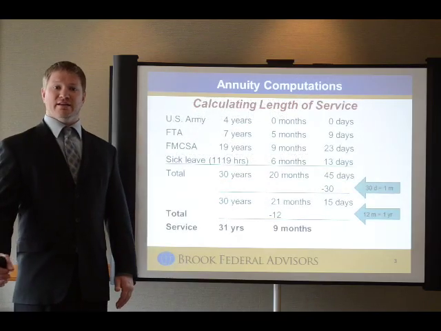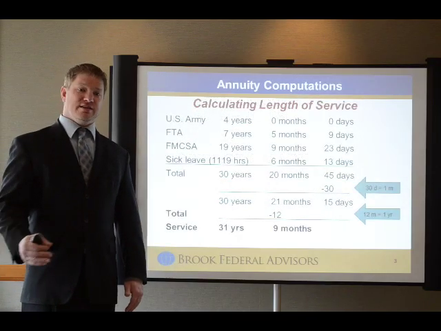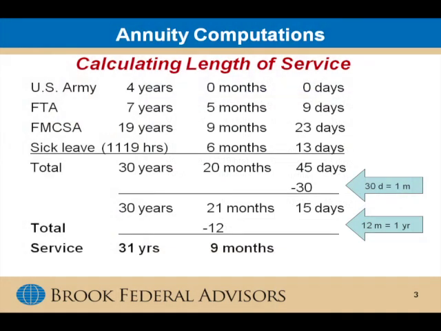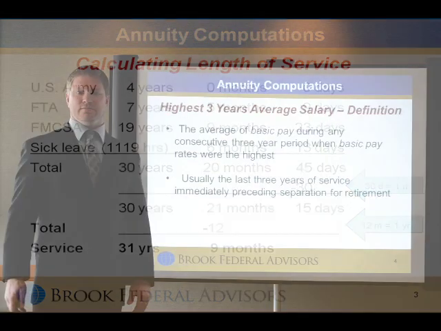The first part of that, calculating the length of service. In this example, we've got an employee who served 4 years in the Army, plus 2 other agencies. They also get to count their unused sick leave for a total of 31 years and 9 months. Now you can see in the calculation that there are 15 days that drop off the end and no credit is given for, because the annuity calculations are only based on full and complete months.